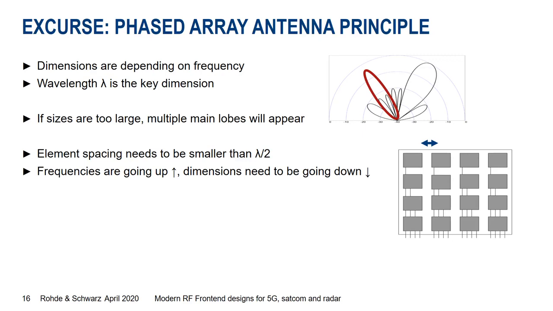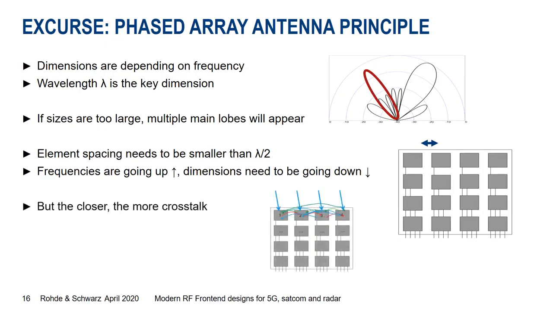So what we can show is that as frequencies go up, dimensions go down. That also means that all the driving network behind it needs to supply it. But on the other side, if we put the antenna elements closer together, there is also some crosstalk in between on the phased array antenna.